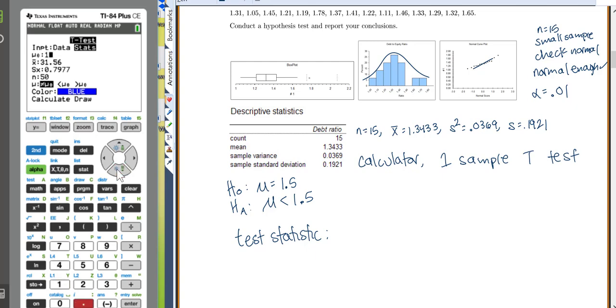Our hypothesized mean is 1.5. That's the mu naught. Our x bar is 1.3433. Sx, when they say Sx, that means your S, your standard deviation. So Sx is 0.1921. And N is 15. Then notice here it gives you your comparison. It lets me do a not equal to, a less, or a greater than. We wanted to do a less, so let's select that.